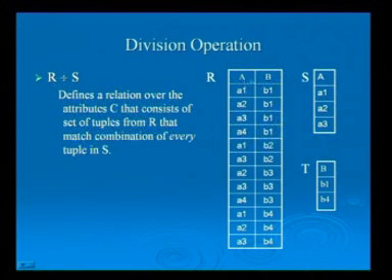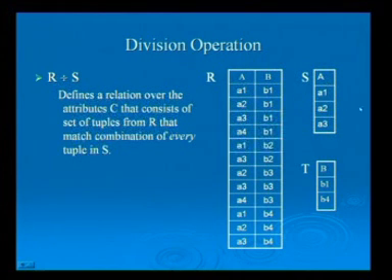R has got two attributes, A and B, and S has got only one attribute, called A. I use this to illustrate that if we are going to apply this operation on these two relations, the attributes in S should be a subset of the attributes in R. R has got two attributes, and S has got one attribute.